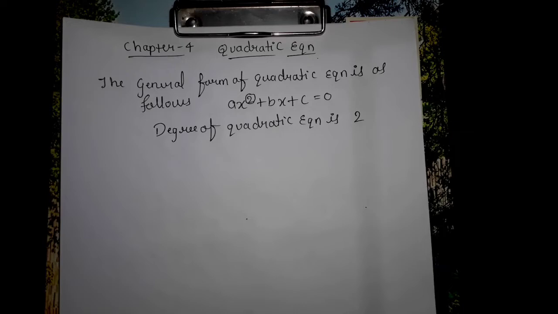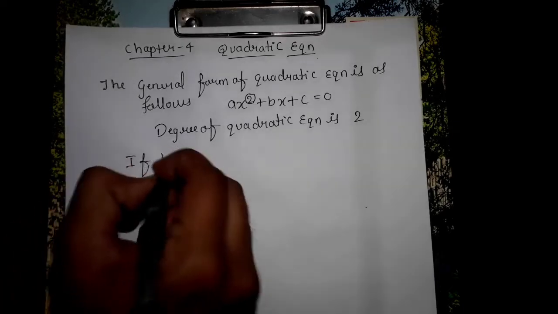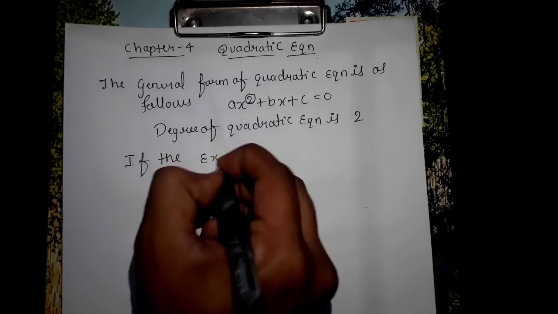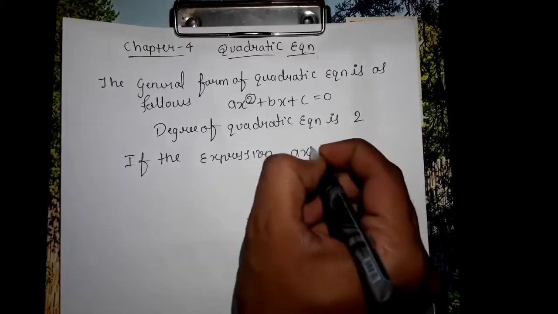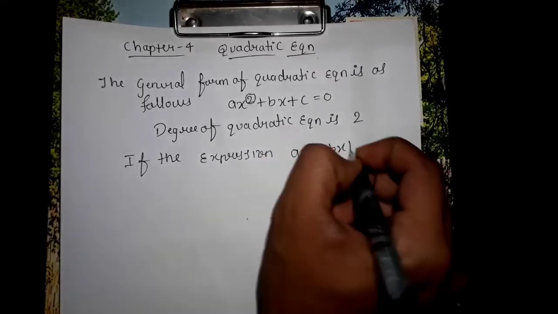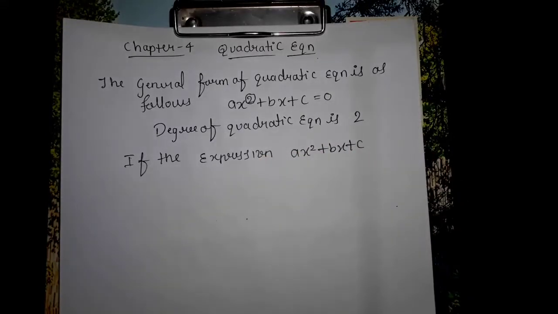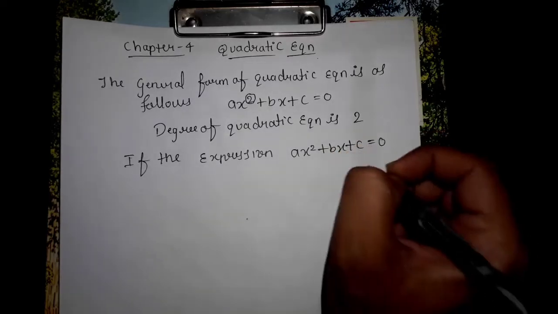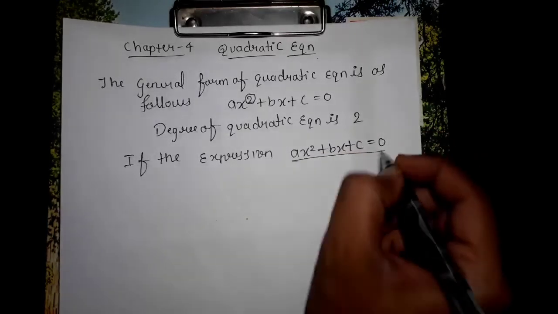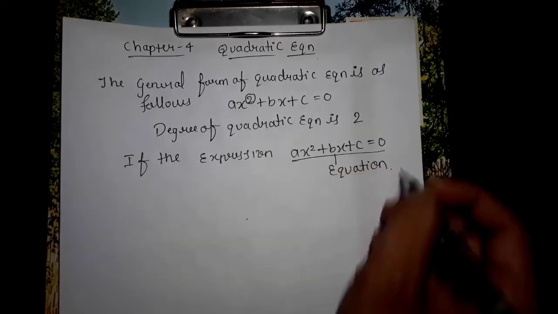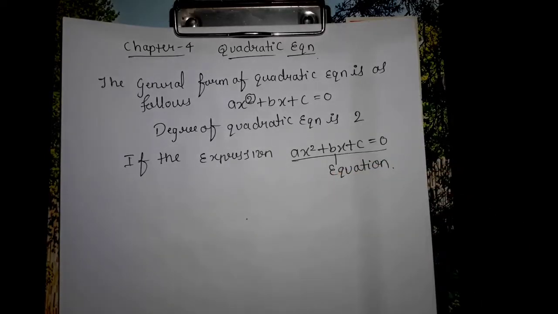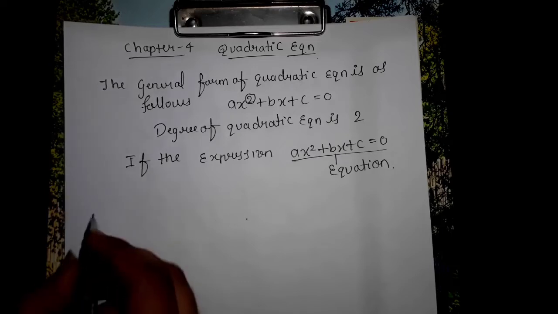Listen carefully. If the expression, that is ax square plus bx plus c, contains an equal to sign, then it is an equation. The difference between the expression and equation is, if the expression contains an equal to sign, then it is an equation.